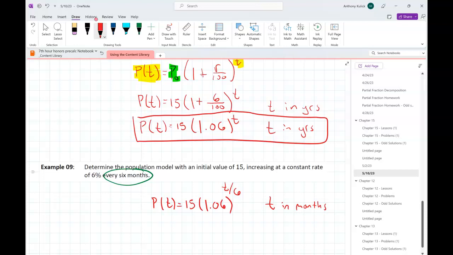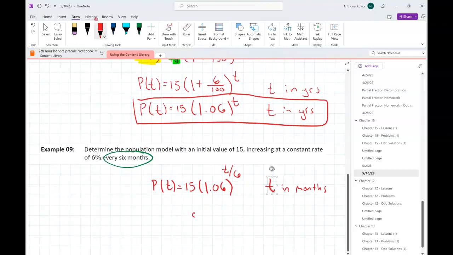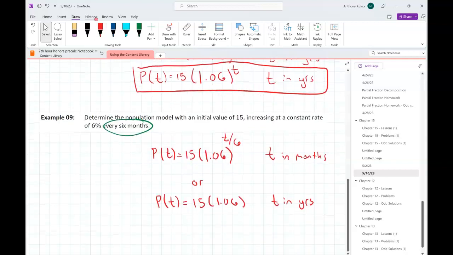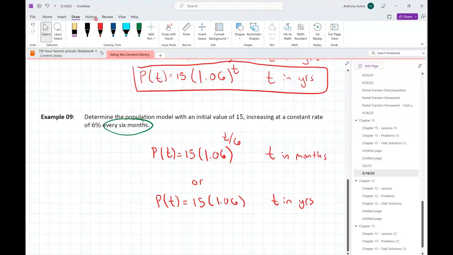Everybody's okay with that? Now, if I had done this, the other suggestion I heard was to do t in years. If we did that, what would I write as the exponent? Not t over 2. 2t. Because how many compounding periods do we get inside of a year? 2, right? 6 months happens 2 times inside of a year.